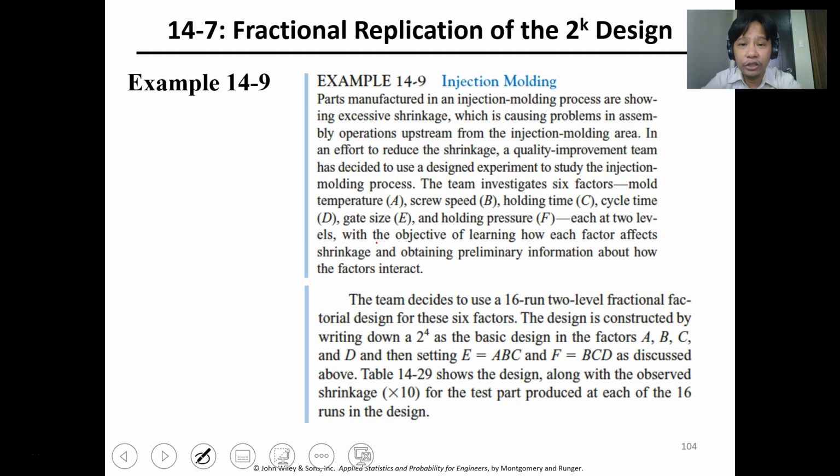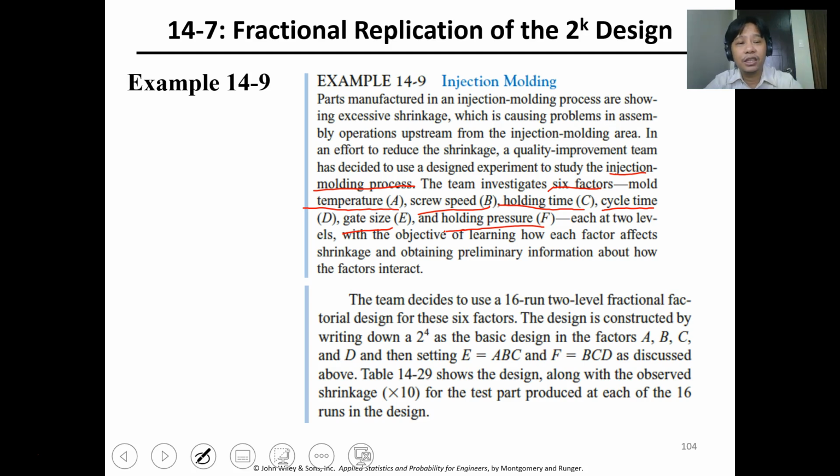Okay, so in an effort to reduce the shrinkage, a quality improvement team decided to design an experiment to study the injection molding process. So, may 6 factor tayo. We have named them following. Okay. Yan yung 6 factor. Temperature, screw speed, holding time, cycle time, gate size, and holding pressure. May 2 level each. And we want to observe yung factor na to.